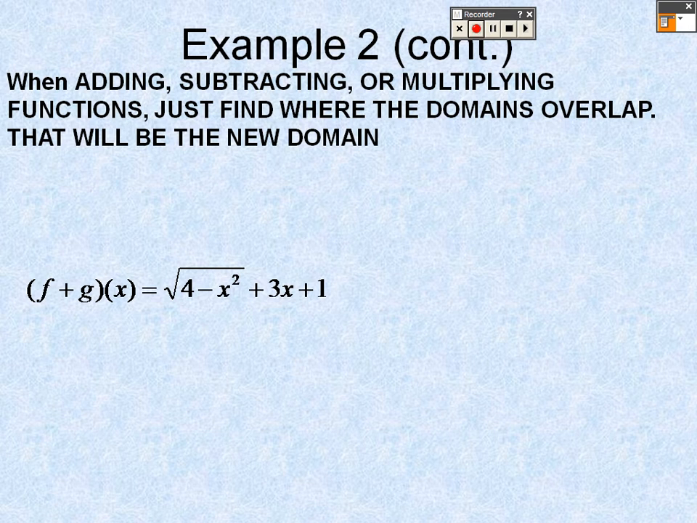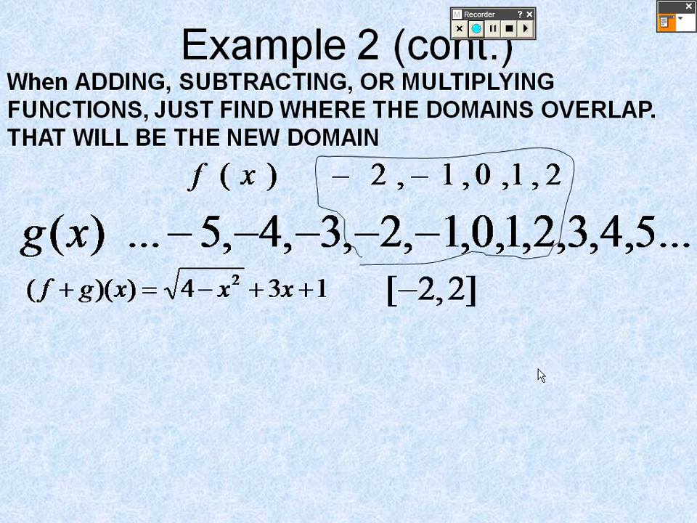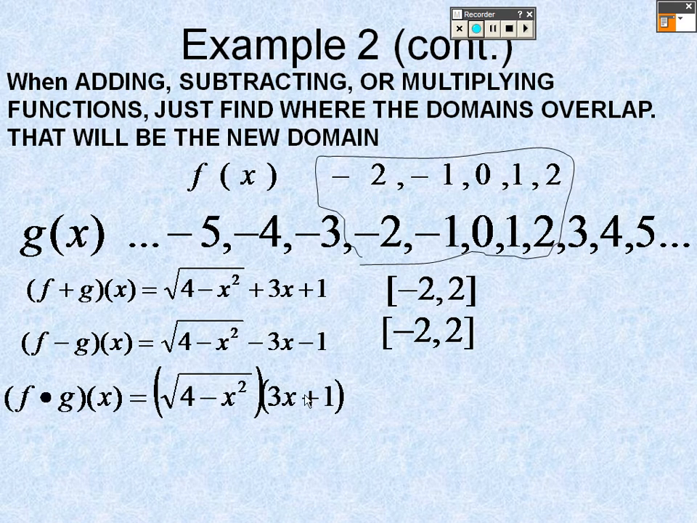So when we add those two together, we need to find where the domains overlap, and that will be your new domain. Where do the two domains overlap? So f of x we said is in between negative 2 and 2. We said g of x is between negative infinity to infinity. They overlap at negative 2 to 2. So this is going to be from negative 2 to 2. This one, where they overlap, it's the same two domains. That one's also going to be negative 2 to 2. This one, same two domains, still going to be negative 2 to 2.